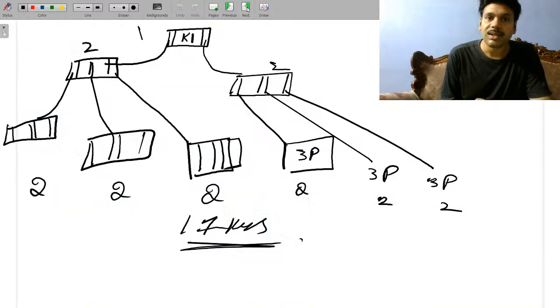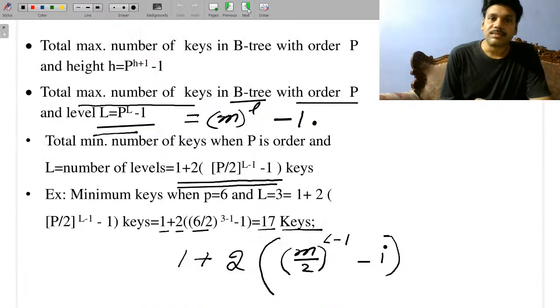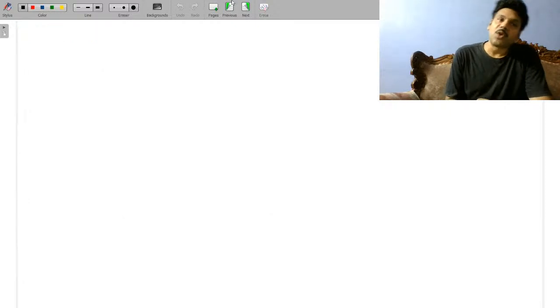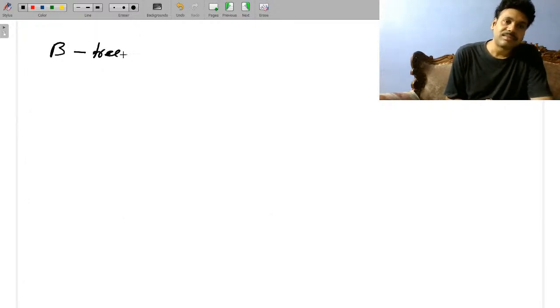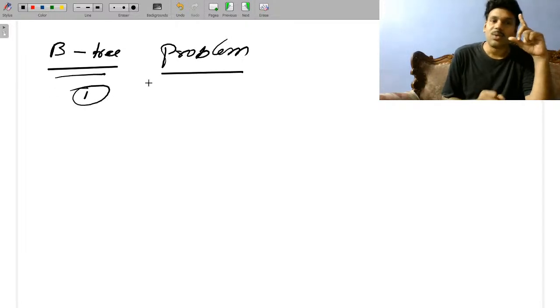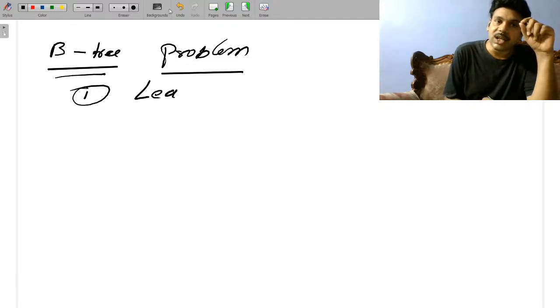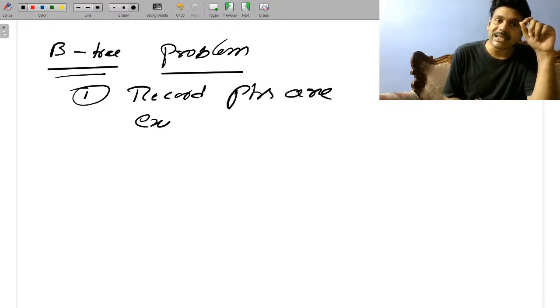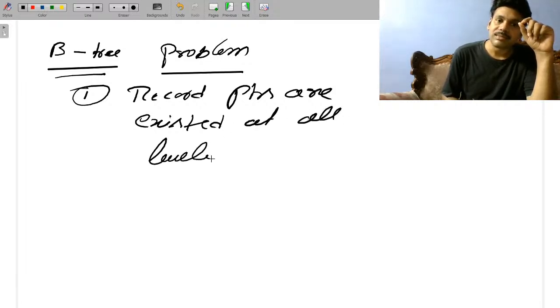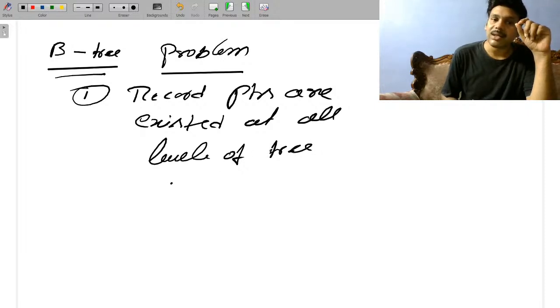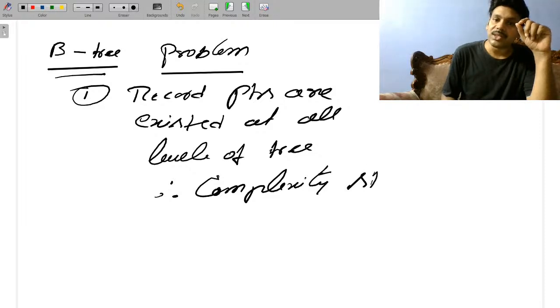Okay, friends. But what is the problem? What is the problem with B tree? Only one. What is the B tree problem? Record pointers exist at all levels of the tree. This is the major drawback. Therefore, complexity of structure.